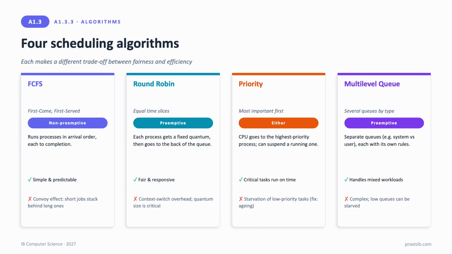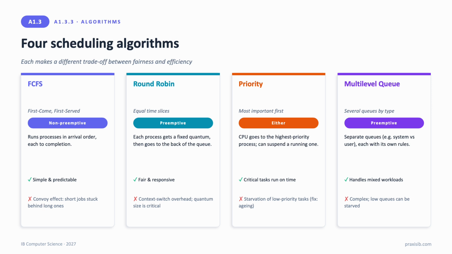So how does the scheduler actually decide who is next? There are 4 main algorithms you need to know. And the key thing is that each one makes a different trade-off. First come, first served, or FCFS. Exactly what it sounds like. Processes run in the order they arrive, and once a process starts, it runs all the way to completion. The word for that is non-preemptive, meaning it can't be interrupted.